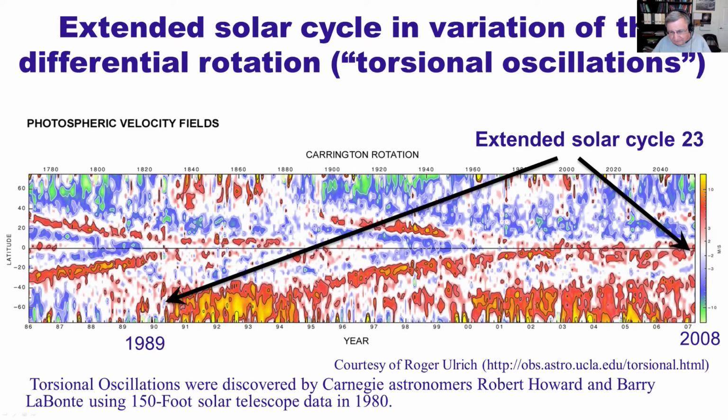And here are many years of measurements at Mount Wilson, stacked together, showing the variations of flow velocities. Red is higher than average velocity, and blue is slower than average velocity. And here also, apparently they form an extended solar cycle, these variations of differential rotation, zonal flows.